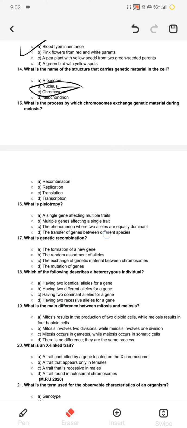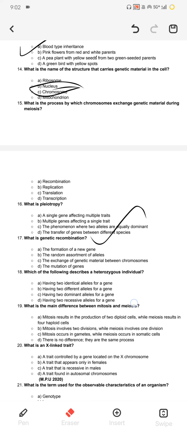Your next question is what is genetic recombination? Your options are the formation of new genes, the random assortment of alleles, the exchange of genetic material between chromosomes, and option D is the mutation of genes. So the right answer here is option C, the exchange of genetic material between chromosomes.